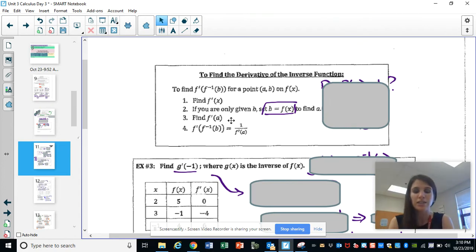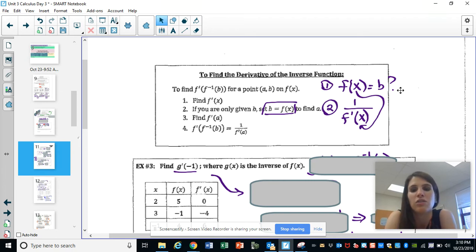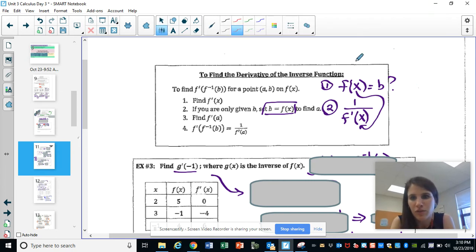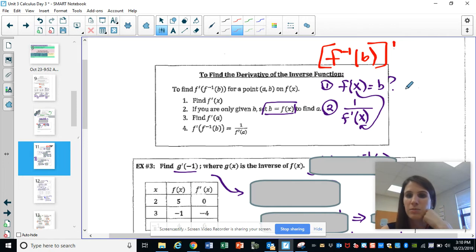Then we find f prime of a and set the derivative equal to 1 over f prime of a. In simple terms, if you're trying to solve for the derivative of f inverse at b, this is what we're trying to solve for, the derivative. Then we do the following two steps. This is just simplified. I thought it would be easier this way.